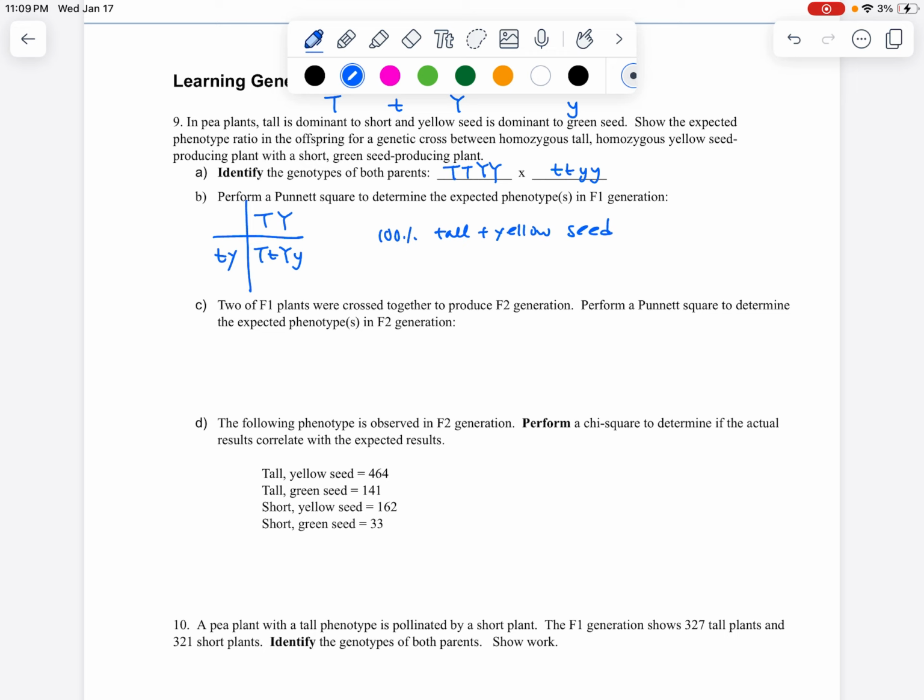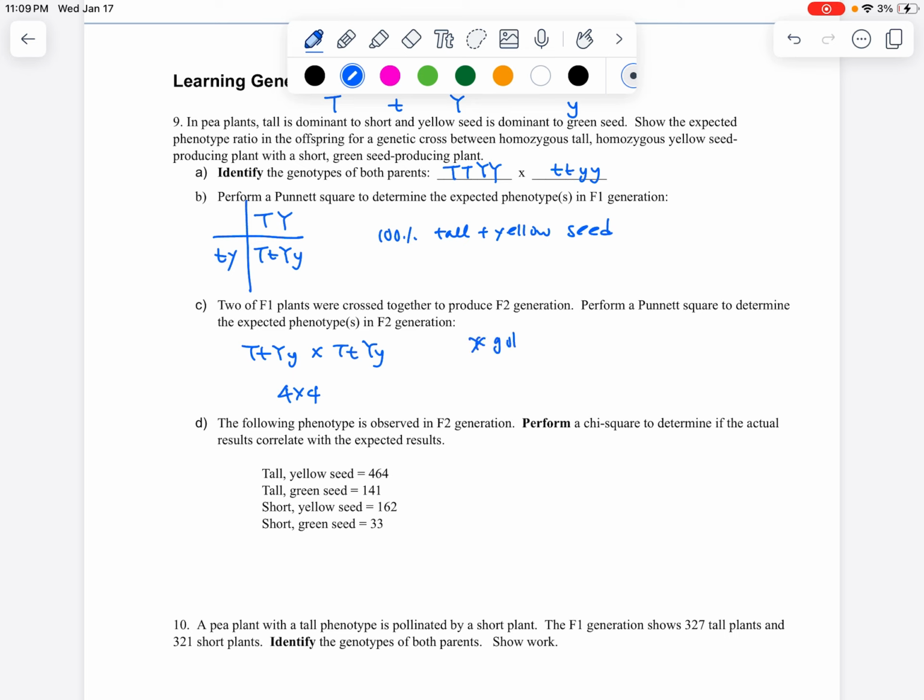Two of F1 were crossed together to produce F2. Perform a Punnett square analysis to determine the expected phenotype. Now, we're crossing 2 double heterozygotes with one another. Okay, now you can do this 4x4 Punnett square by figuring out the 4 possible gametes produced from either parent. However, this is a special case where we can use the golden ratio, right?